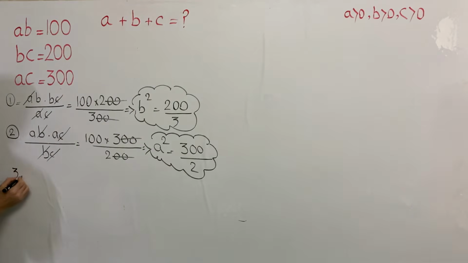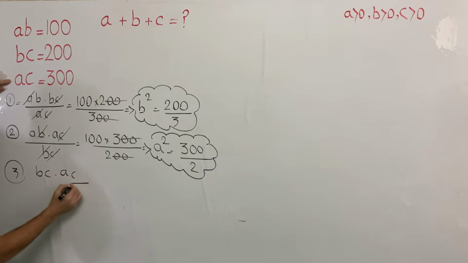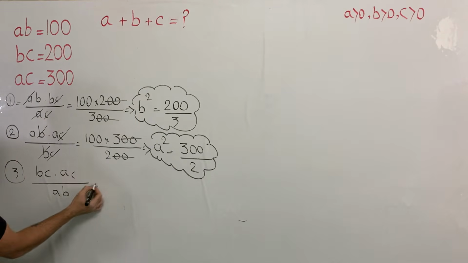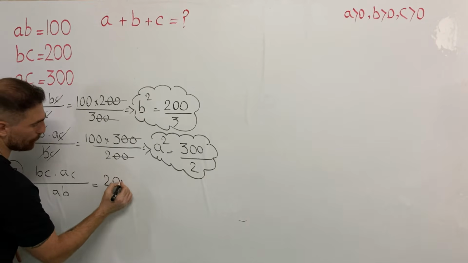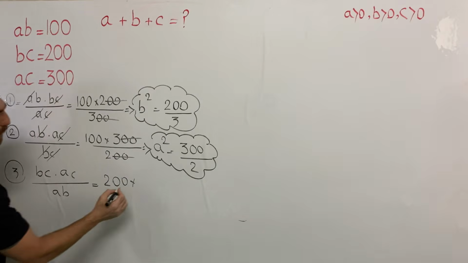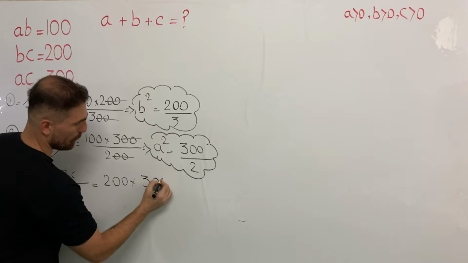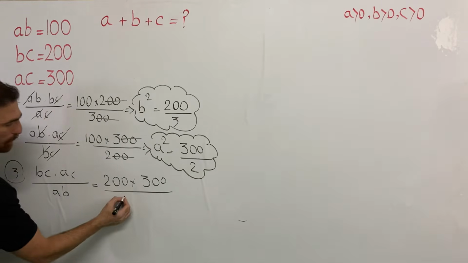Equation number 3. That says BC times AC over AB. Now, it is going to be the value of BC, 200, times the value of AC, 300, over the value of AB, 100.